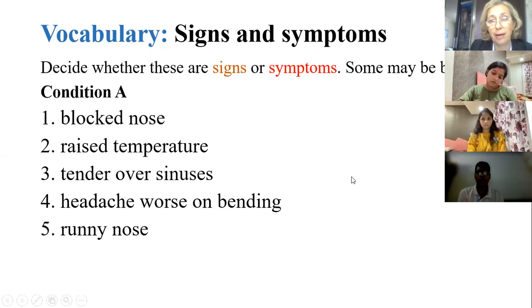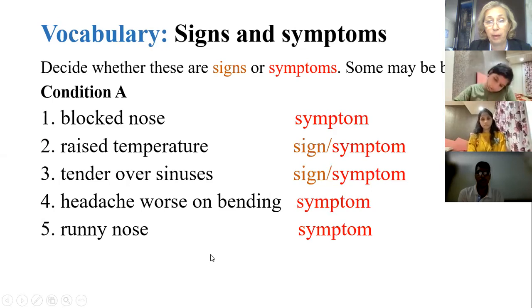So we should remember that we should analyze these conditions from the point of view of a doctor or a patient. If it is seen by a patient, this is a symptom. If only the doctor notices it, it is a sign. So the answer is given. Actually, all of them can be considered as symptoms. For example, tender over sinuses may not be seen by a patient. That is why it can be considered as a sign, but also as a symptom.